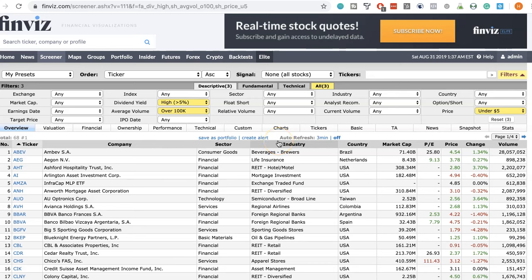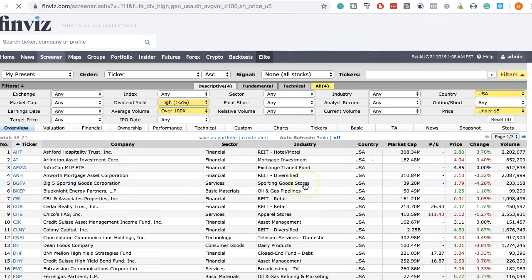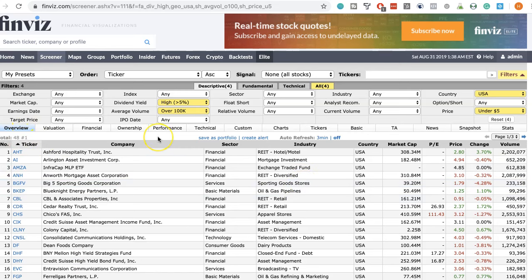Now there's other filters you can put: country of origin. If you are just more of a stable US investor, we can put that in. So down to 48 stocks. And these are dividend stocks with 100,000 shares traded at least on a daily basis. So you can feel comfortable that it will be a consistent trader.